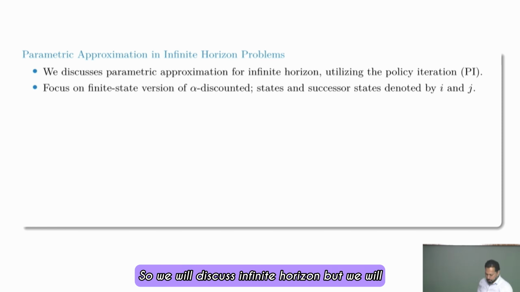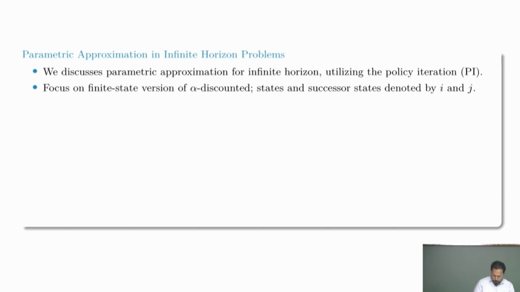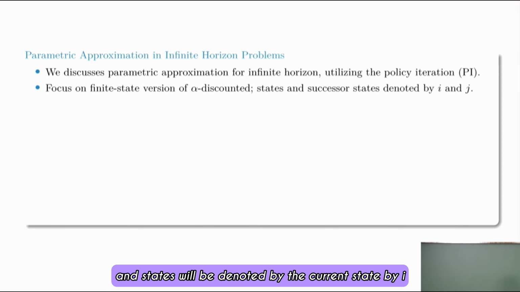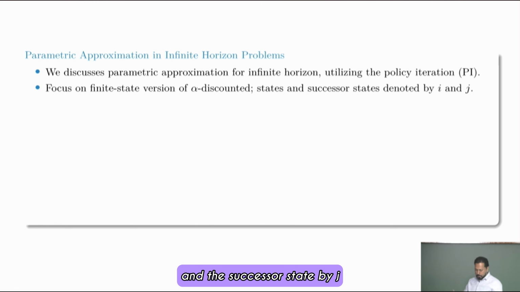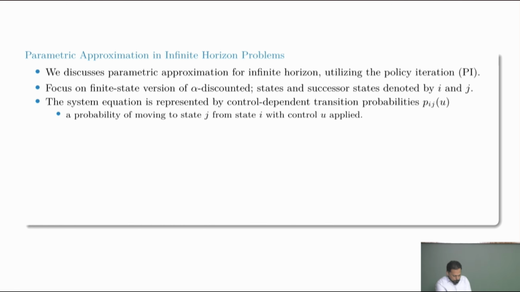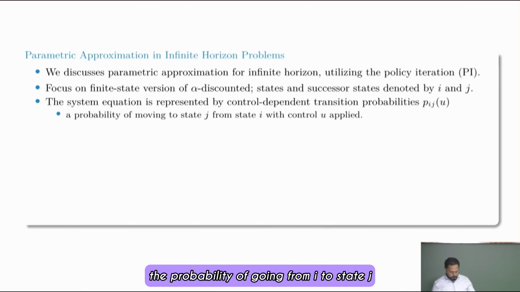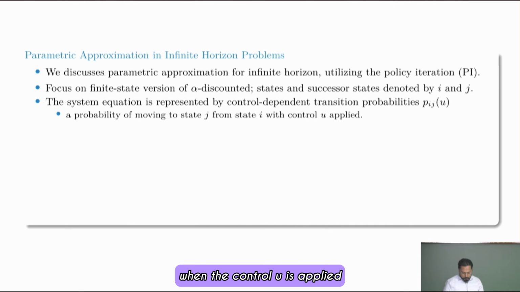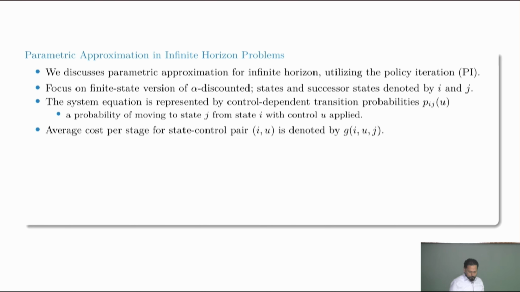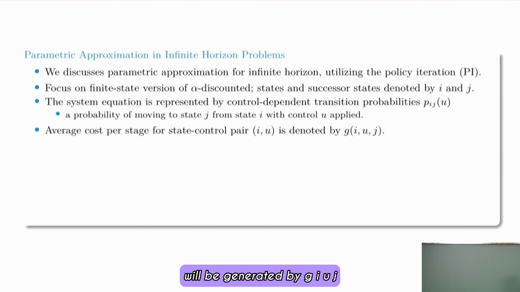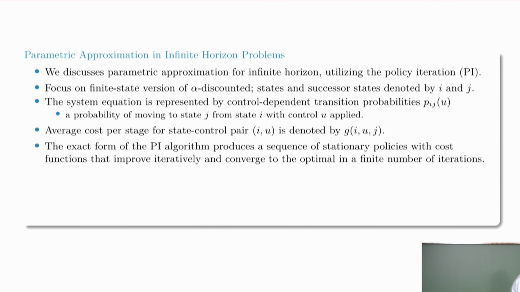So we will discuss infinite horizon, but we will do it via finite state but alpha discounted, and states will be denoted by the current state by i and the successor state by j. And the system equation is denoted by transition probabilities p_ij. So the probability of going from i to state j when the control u is applied. And the cost, so these are as usual, right? So the cost of the state control pair i, u will be denoted by g(i, u, j).